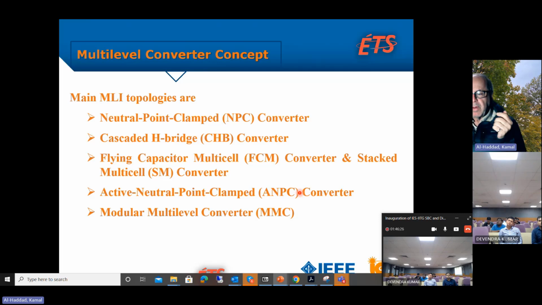The advantage of the MMC is that we can get connected to 25 kV or 47 kV line systems. So this will be a very good topology.